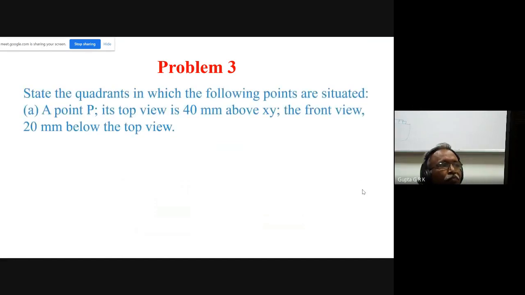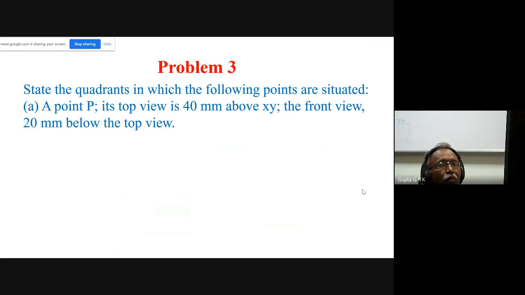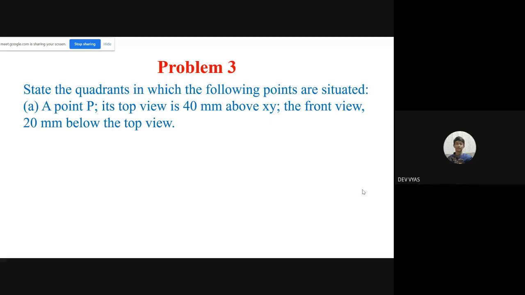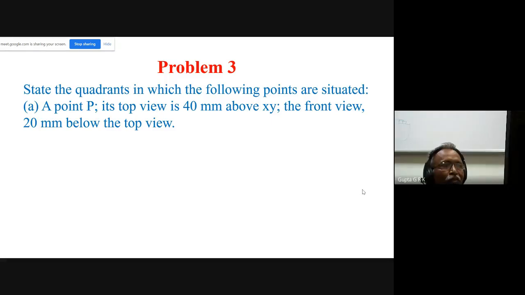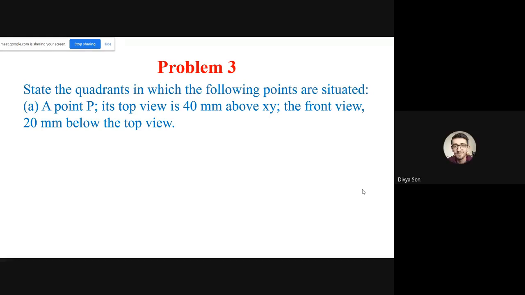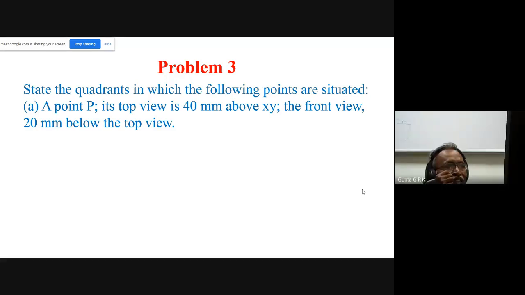I'll go to the third problem. State the quadrant in which the following points are situated. A point P, its top view is 40 above XY. The front view is 20 below the top view. You tell me in which quadrant it is. Second quadrant, because both of the views are above XY. The top view is 40 and the 20 is not below XY, it is below the top view. So both are above XY only. So it is the second quadrant.